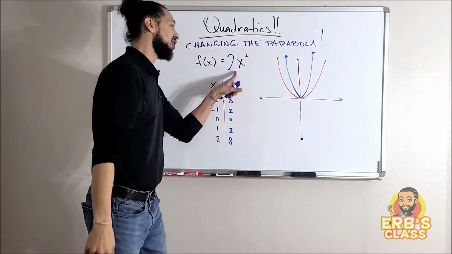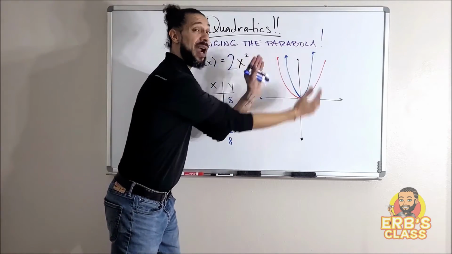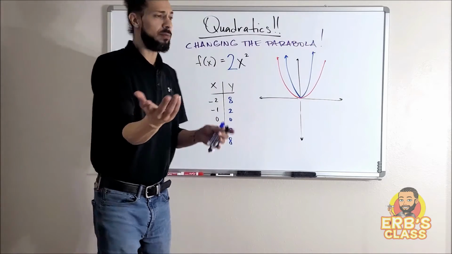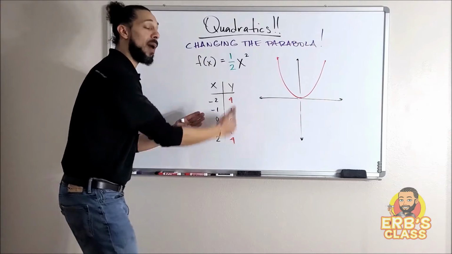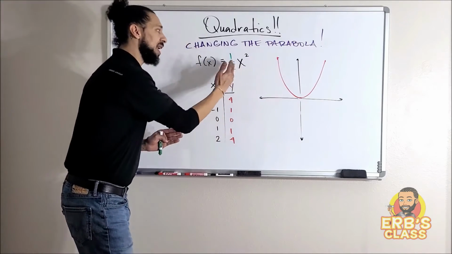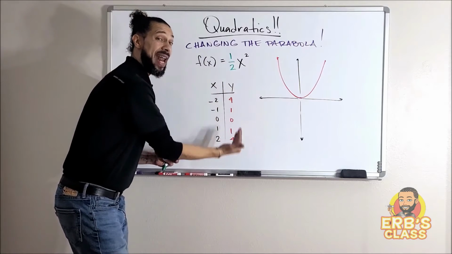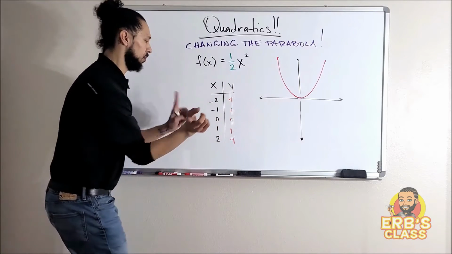It seems like if I change that number to 2, I made my parabola get skinny. What if I went smaller? What if I did a half? So these were my numbers from the original. But now, instead of multiplying all these numbers by 2, I'm going to multiply all of these numbers by 1/2. What would it be then?